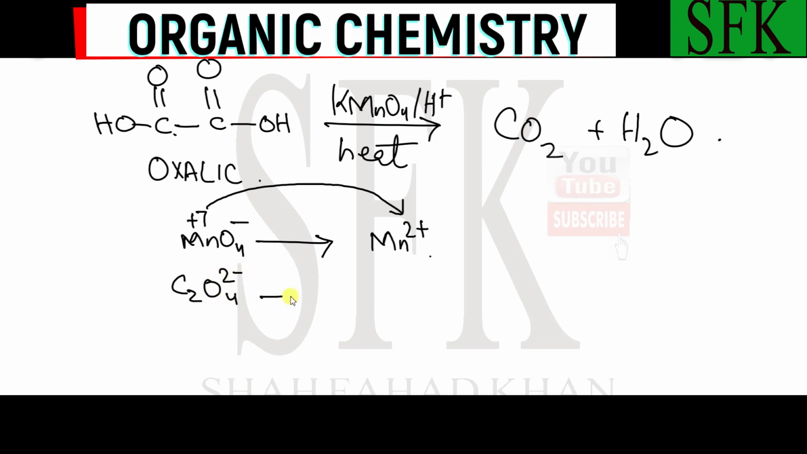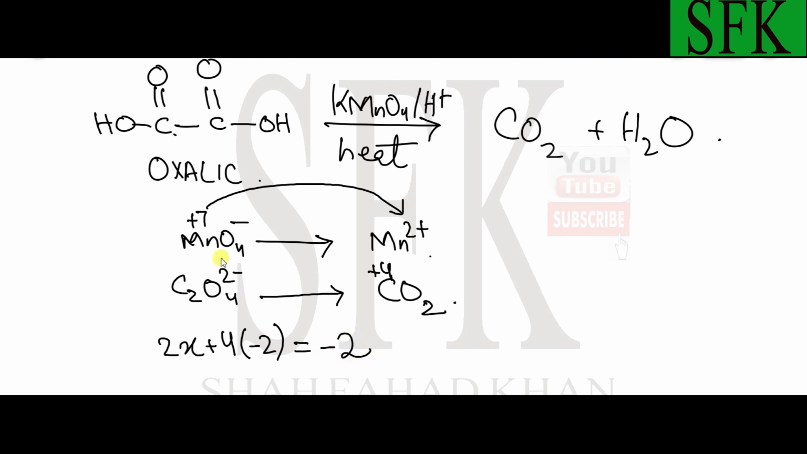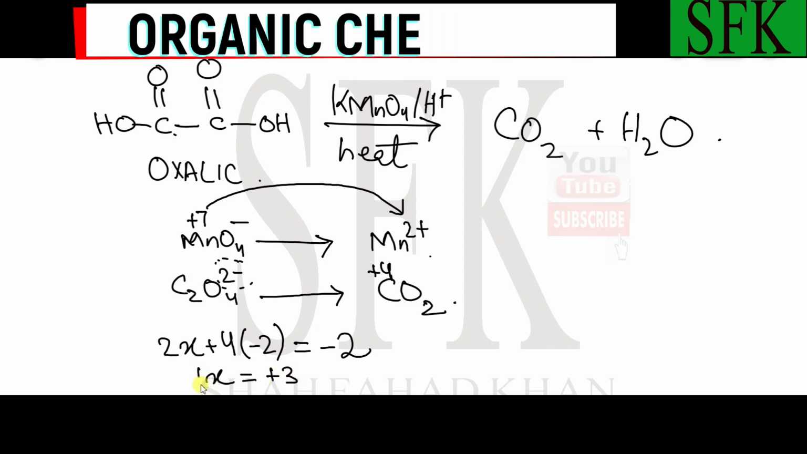the carbon in the ethane dioic acid has been changed to carbon dioxide. In the carbon dioxide, carbon has a charge of plus 4, whereas in the oxalic acid, the charge on carbon, let's assume it to be x, so 2x plus 4 into minus 2, minus 2 because oxygen has a valency of minus 2, is equal to minus 2, again because the overall charge of this ion is negative 2. Let's calculate the value of x, and it becomes 8 minus 2, 6, and 6 upon 2 is plus 3. So the carbon over here in the oxalic acid has a charge of plus 3.